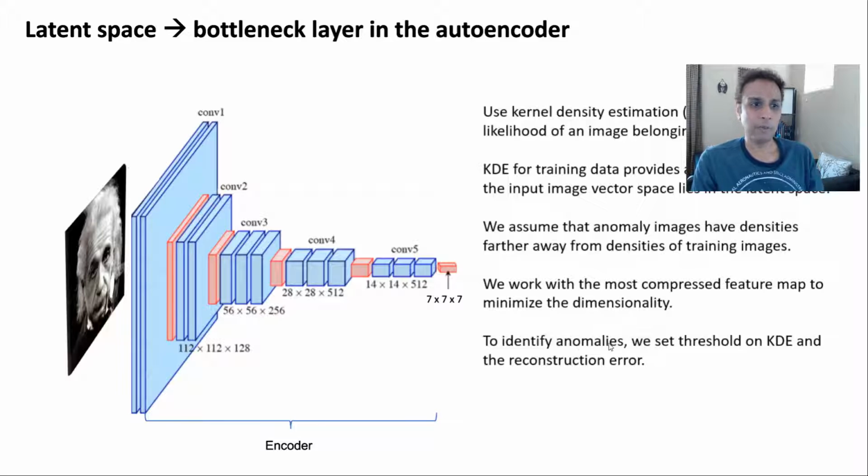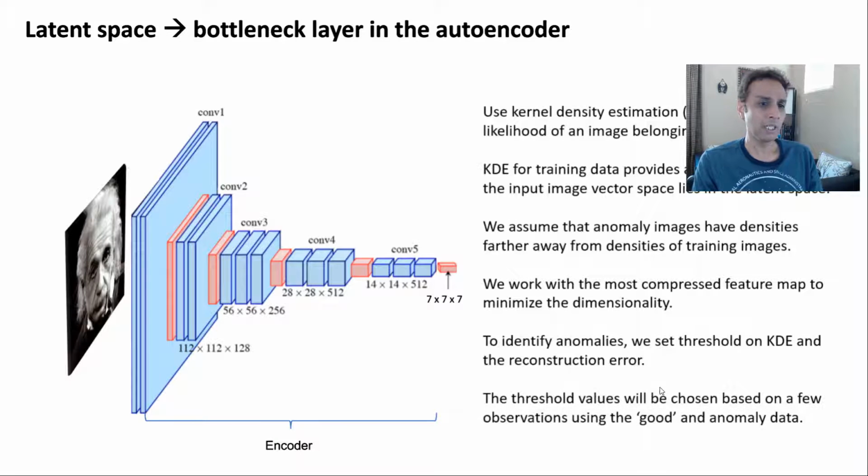And to identify anomalies, like I just mentioned, we set the threshold on this KDE and also on the reconstruction error. And how do we choose these threshold values?